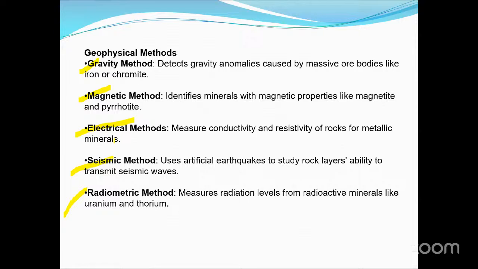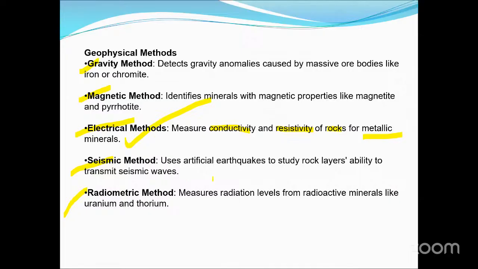Whereas electrical methods measure conductivity and resistivity of rock for metallic minerals. Normally in the identification of metallic minerals, we go for the geophysical methods which work based on the conductivity property. Electrical methods work on the conductivity and resistivity properties of the particular metal or rocks.